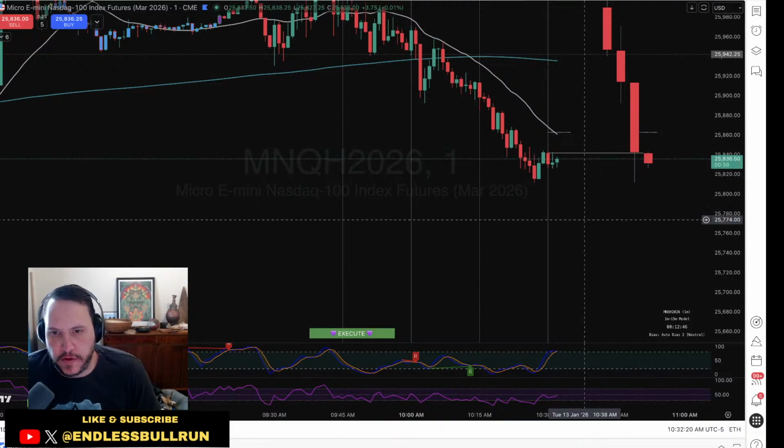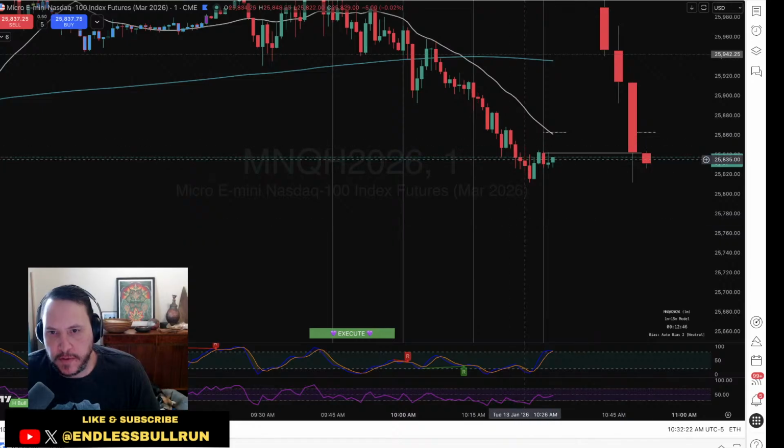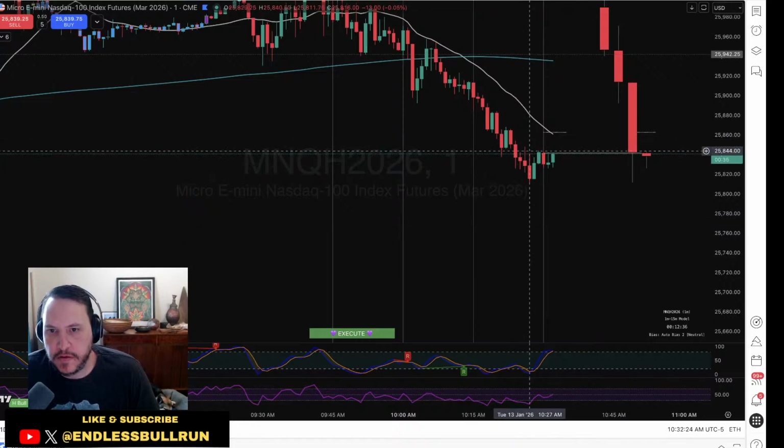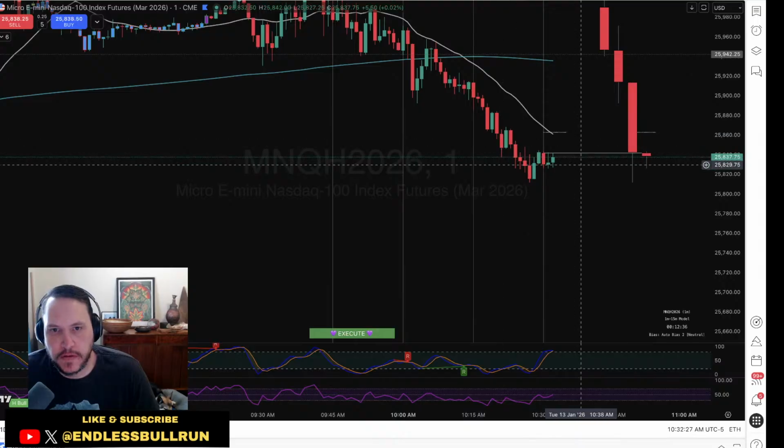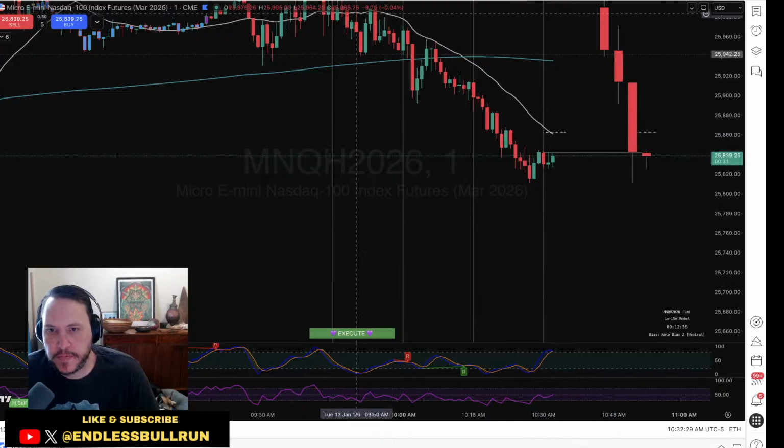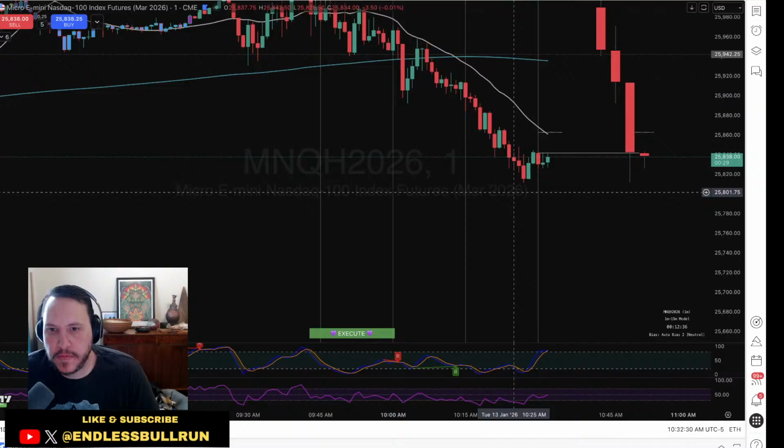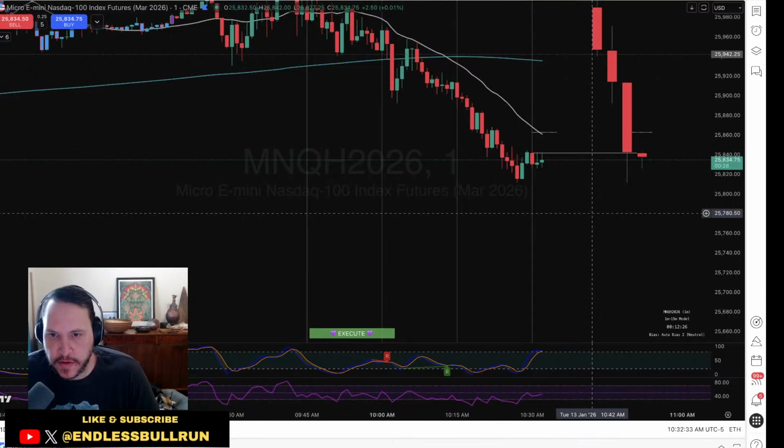Thought it was going to start to consolidate. I think I said right about here would get consolidation because of that big move all the way down. So we're probably going to get some consolidation here.